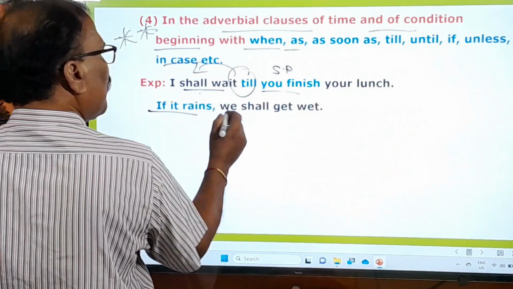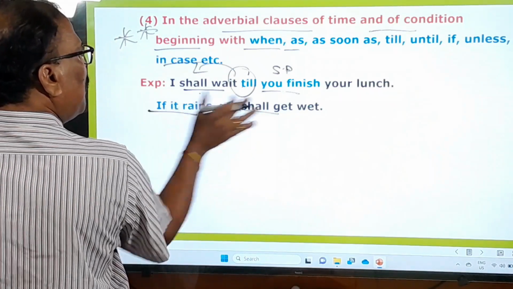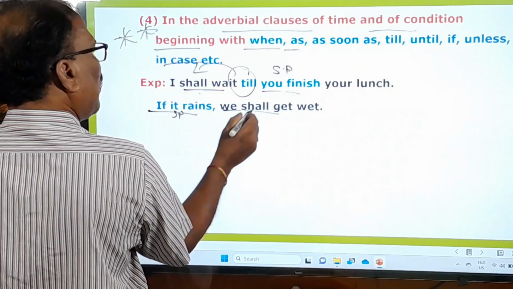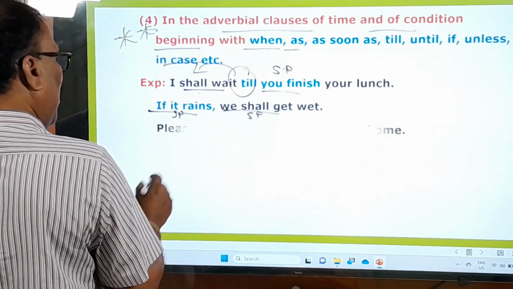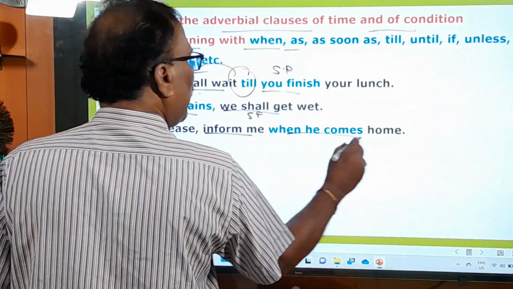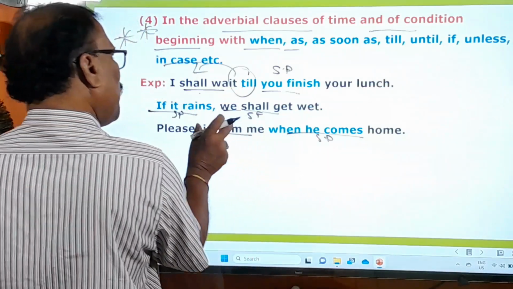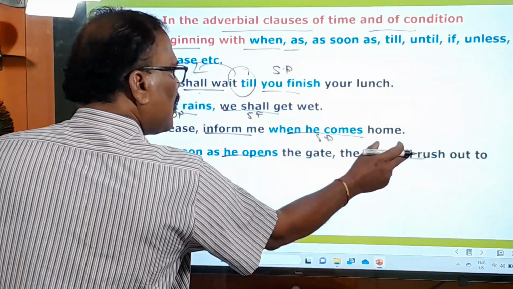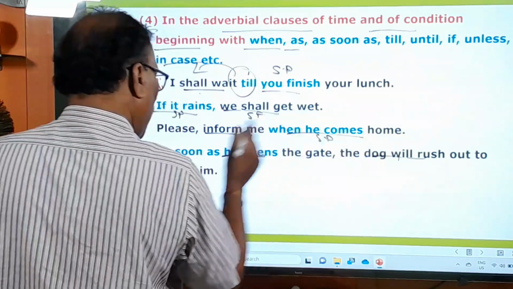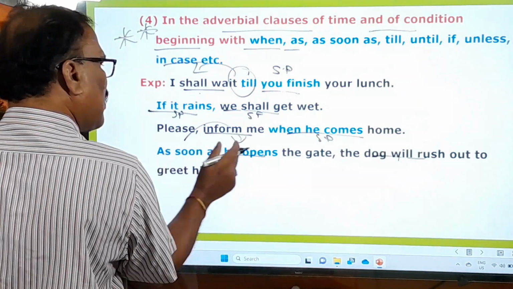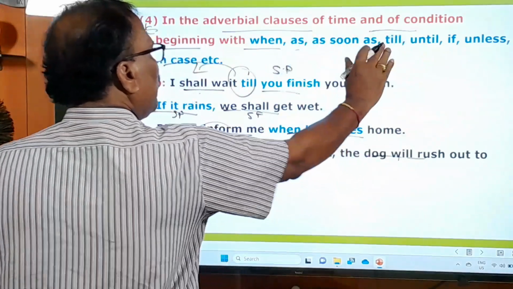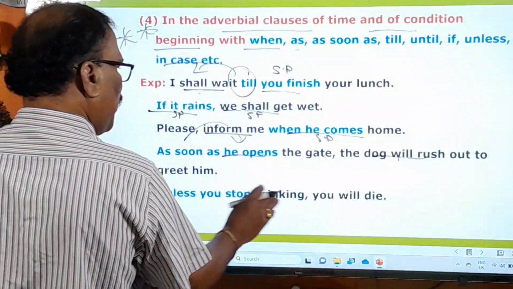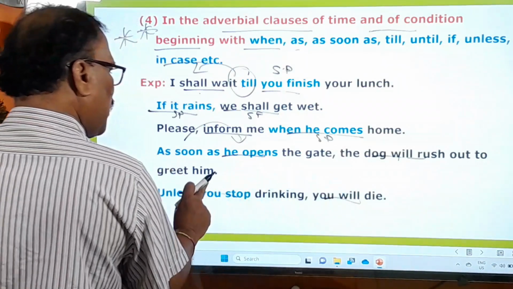Similarly, if it rains: this is the subordinate clause, and the other is the main clause. The subordinate clause may be given this side or that side, whatever it is, the simple present is there, and the simple future is in the main clause. And please inform me, simple present. When he comes, this is simple present. As soon as he opens the gate, the dog will rush. So in the main clause there is simple future, and therefore in the sentence beginning with as soon as, simple present. In all the sentences beginning with them, you have to use simple present. And the last sentence: unless you stop drinking, you will die. Simple future, simple present.